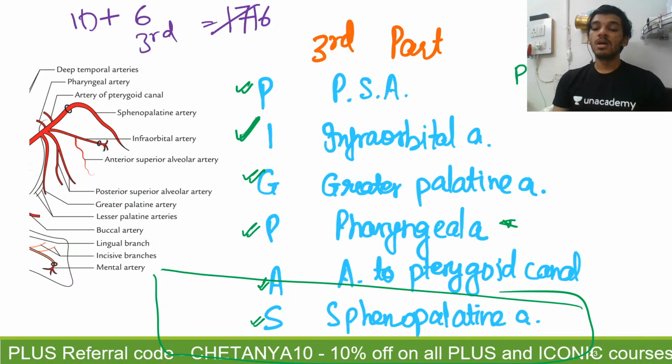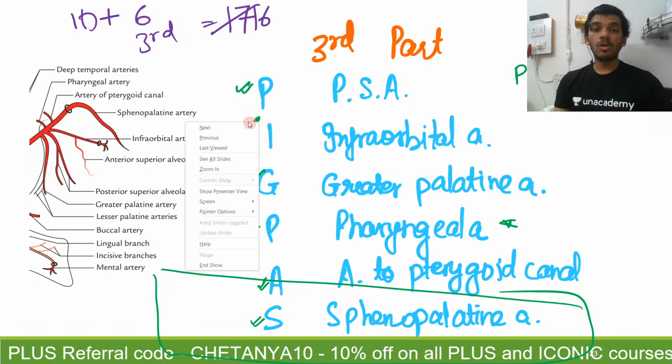So now coming back to this, just quickly let's revise what are all the branches. What are all the branches of the external carotid artery that we have talked about?